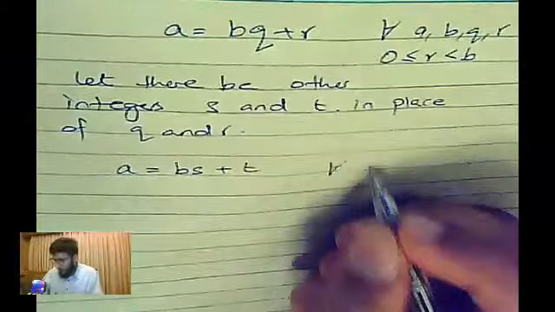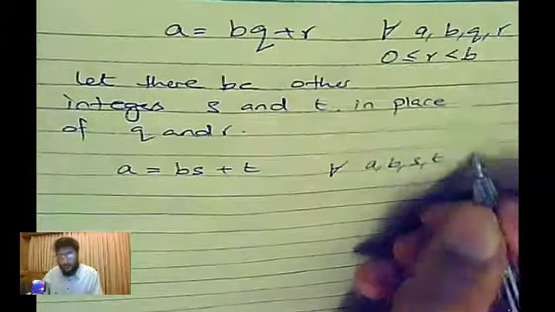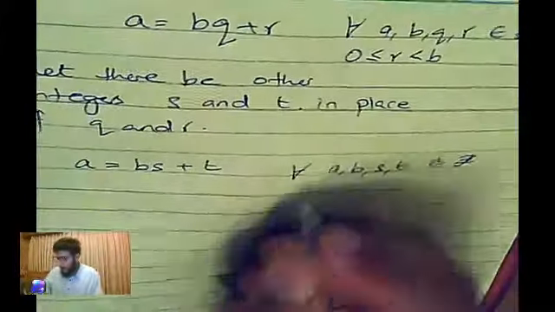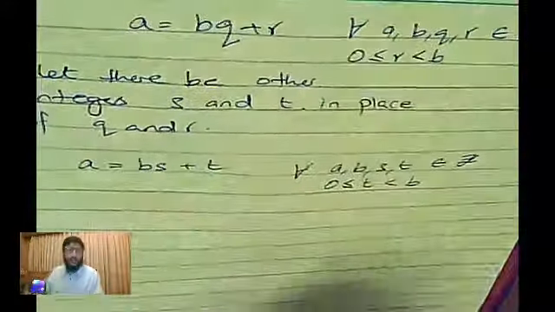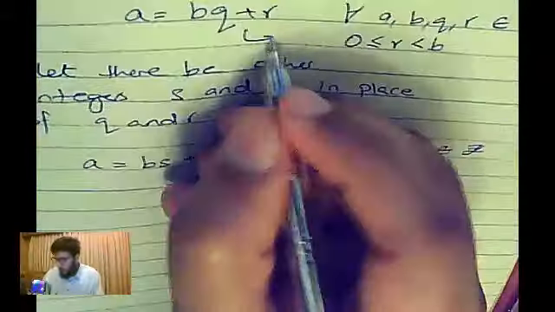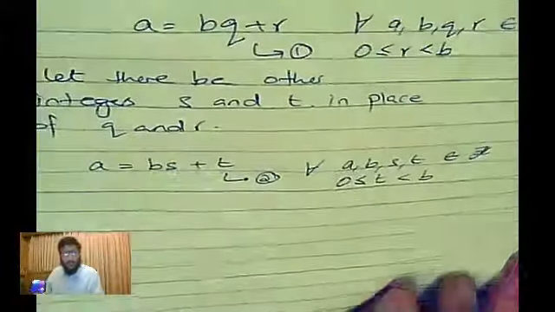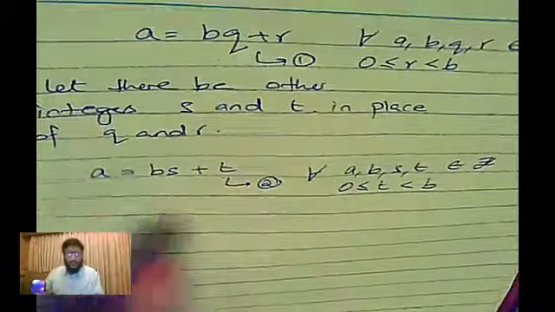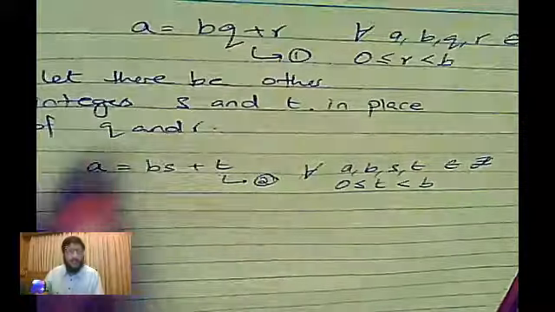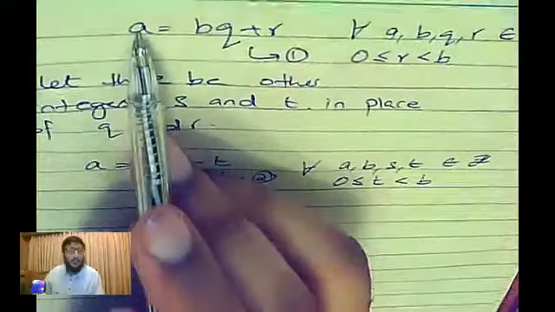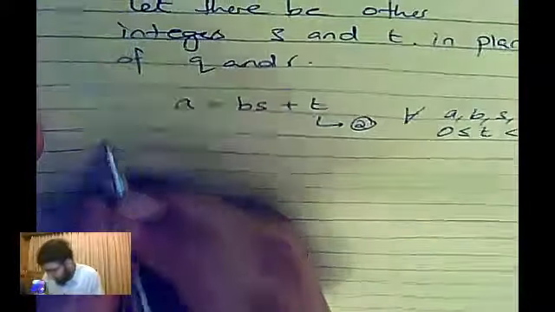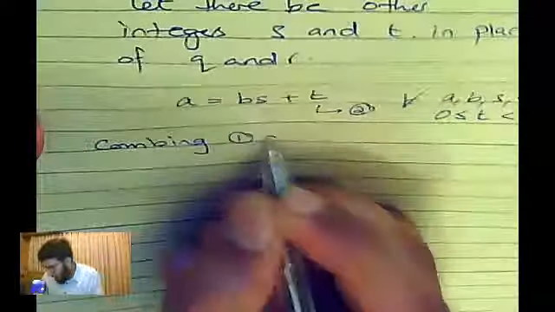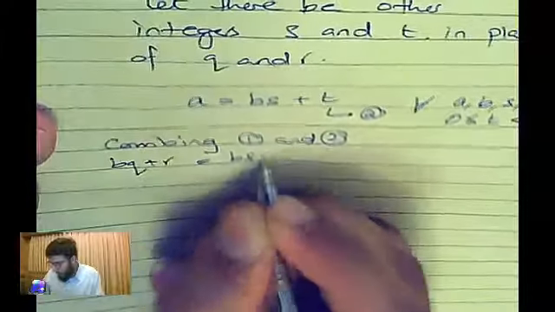For all A, B, S, T belonging to the set of integers, and 0 is smaller than or equal to T, which is smaller than B. We name this equation as 1 and this equation as 2. Since both expressions are equal to the same number, BQ plus R equals a number, and that number also equals BS plus T. So combining 1 and 2, we have BQ plus R equals BS plus T.